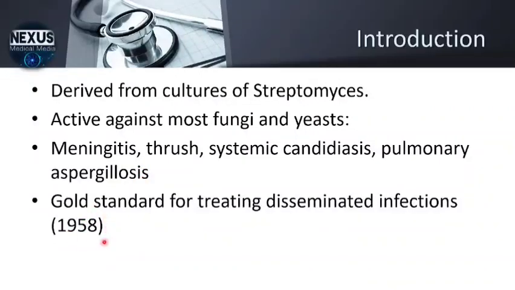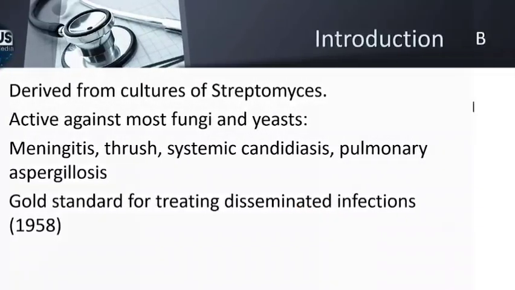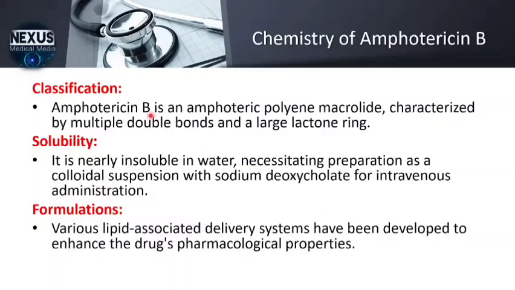Around 1958, before most antifungal drugs were made, this was more like a gold standard in the treatment of disseminated fungal infections. Amphotericin B belongs to a class of amphoteric choline macrolide, right? And is characterized by multiple double bonds and a large lactone ring.